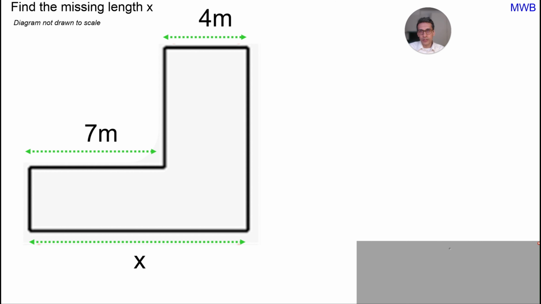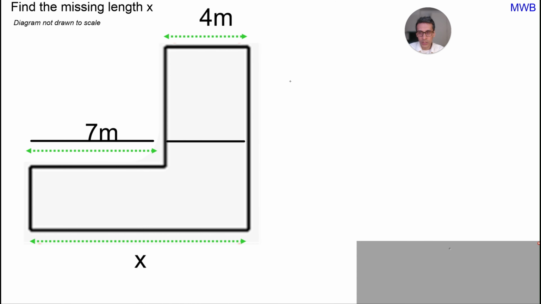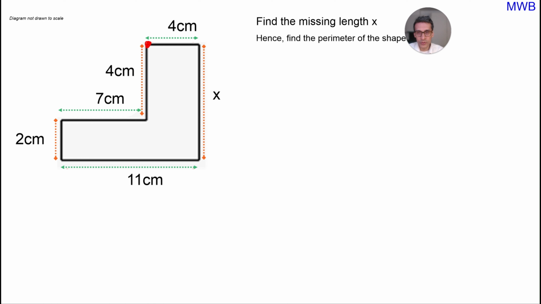Alright, so you may have noticed here we've got this length 7 and we've got this length 4. And we know that if we bring that down, that's going to add up, 7 plus 4. So the x will be 7 plus 4, which is 11 meters. Okay, next, missing length. Pause the video and see if you can work this out.